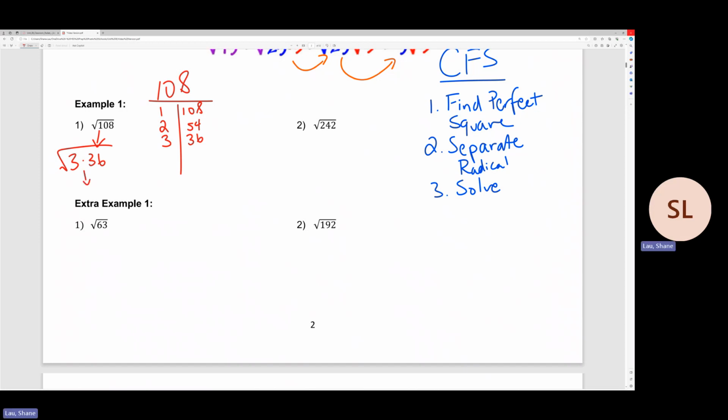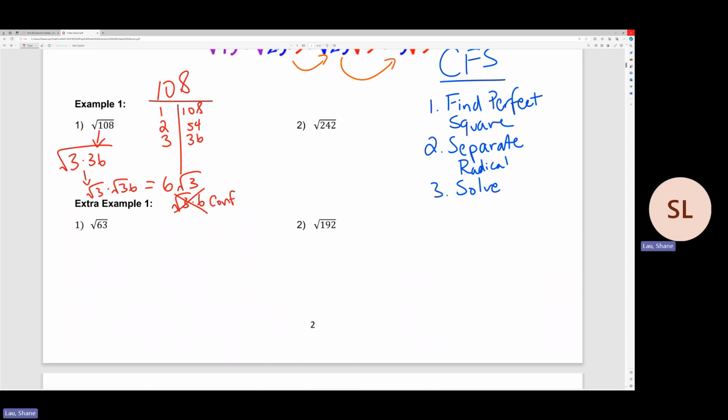Then we can separate them out. So square root 3 times the square root 36. And this is going to equal 6 times the square root of 3, because the square root of 36 is 6. You want to leave it like so. You don't want to leave it as the square root 3 times 6. Don't do that. It's confusing.